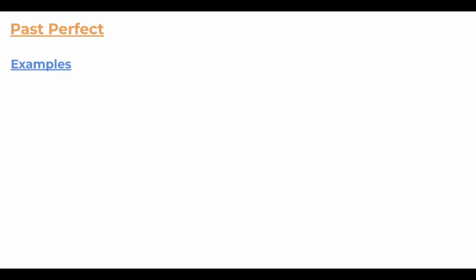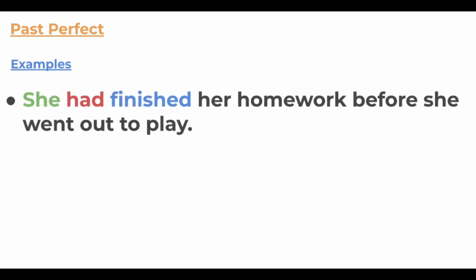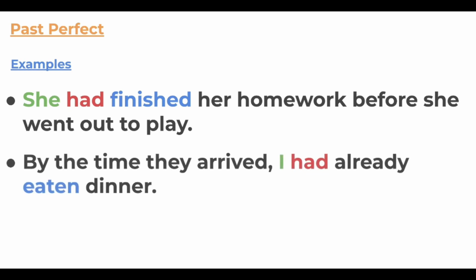Now back to our past perfect affirmative examples. You could say something like, she had finished her homework before she went out to play. She being our subject, had is our auxiliary verb in that specific form, and finished is the past participle there. By the time they arrived, I had already eaten dinner.